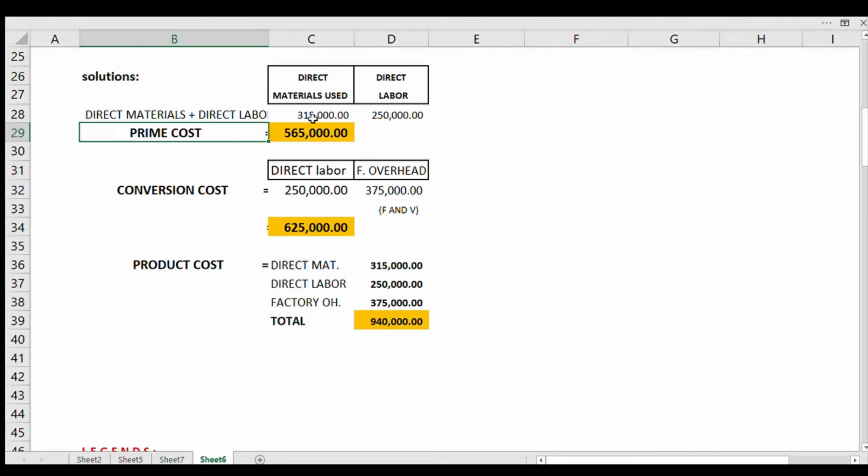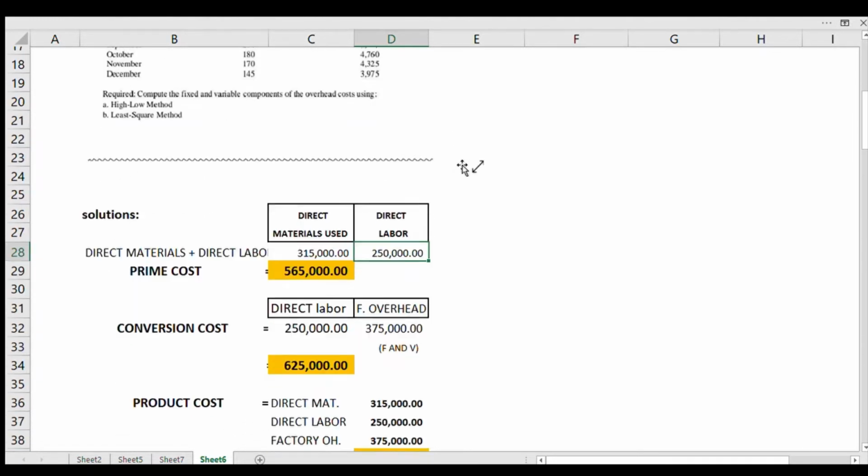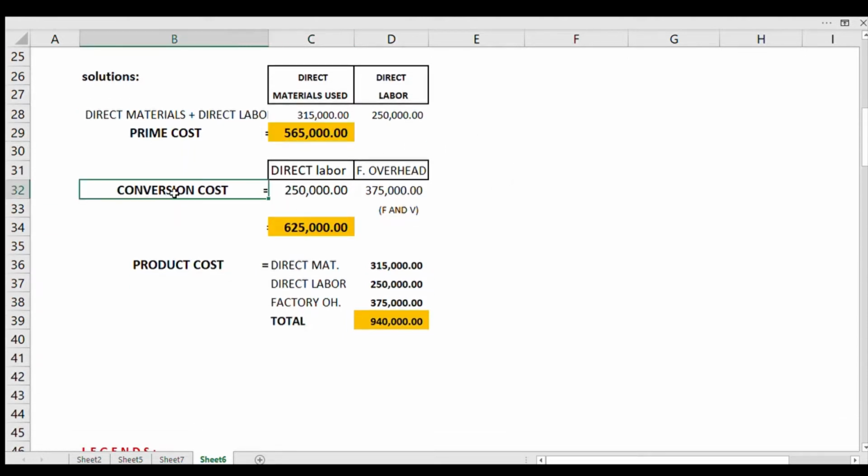The requirement here is that we have to give the prime cost. In cost accounting, we get the prime cost by having the direct materials. When we say direct materials here, that is the direct materials used in the production process, and also the direct labor. So prime cost equals the direct materials used and the direct labor cost. Okay, we will go back to the problem to get the correct figures. Direct labor is 250,000 and direct materials used is 315,000. So when we are asked how much is the prime cost, the prime cost is 565,000.